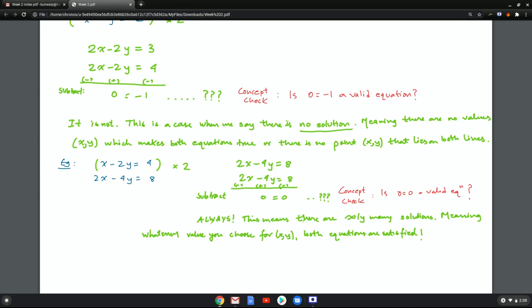What this means is no matter what value of x and y you choose, algebraically both equations will be satisfied, and geometrically all those points are going to lie on both the lines. Now remember, this is the case when we drew the picture of coinciding lines. Okay, so these were examples each of intersection, unique solution, parallel, no solution, and coinciding, infinitely many solutions.